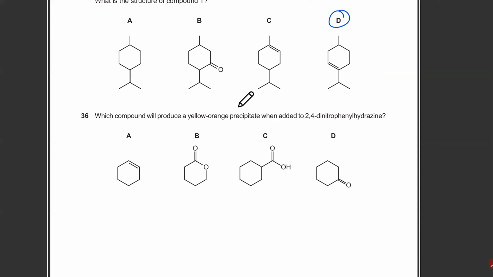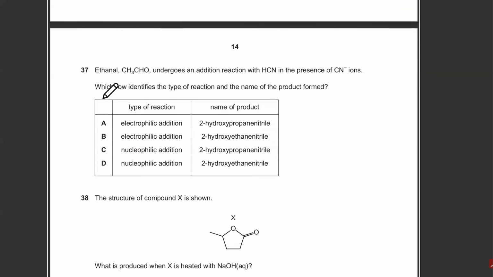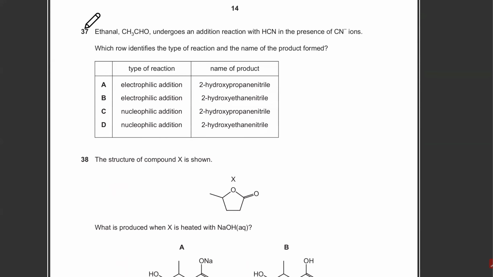Which compound will produce a yellow-orange precipitate with 2,4-DNPH? Who does 2,4-DNPH react with? Aldehydes and ketones. So D. The organic part of this paper is easier compared to the physical chemistry part.